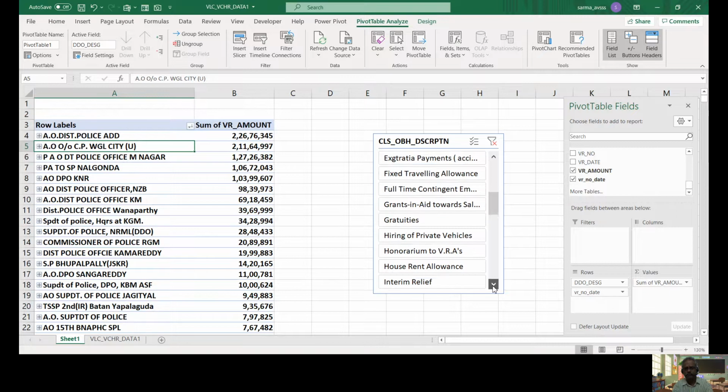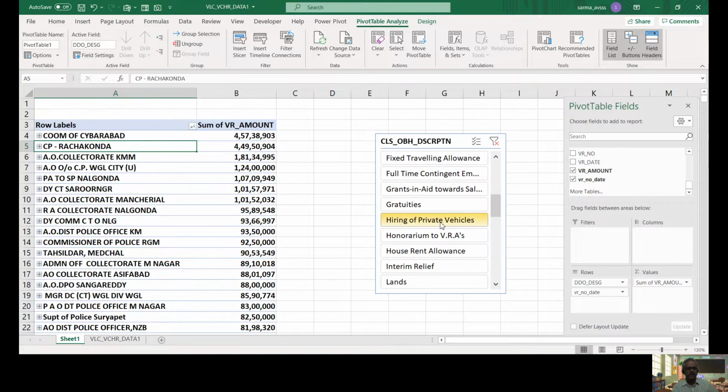Okay. Another example we'll see: hiring of private vehicles. Again, these are the DDOs who hired vehicles, and this is the annual expenditure. The Commissioner of Cyberabad spent 4 crore 57 lakhs 38,903 rupees, and the Commissioner of Police Rachakonda spent 4.49 crores towards hiring of private vehicles.